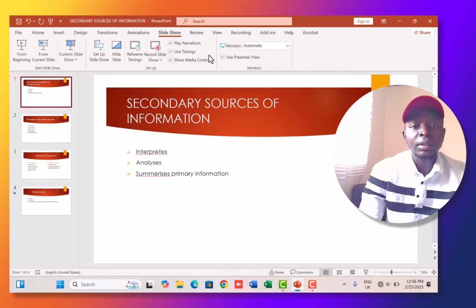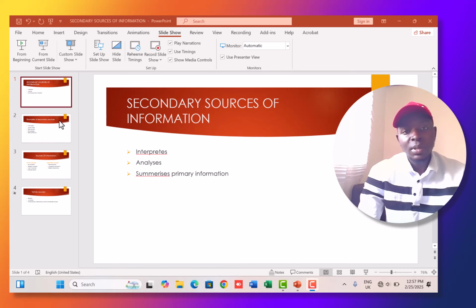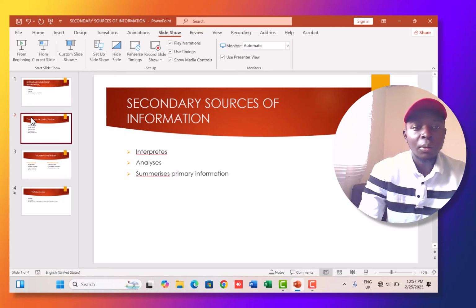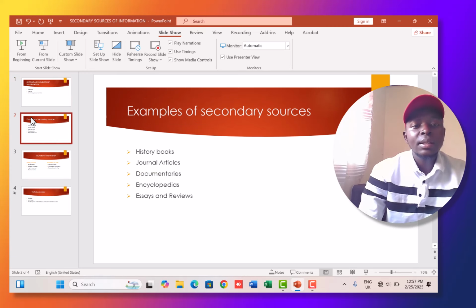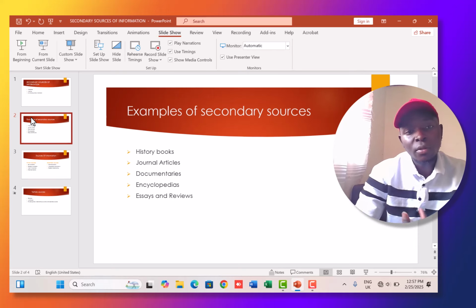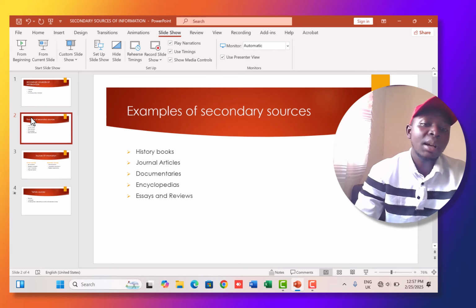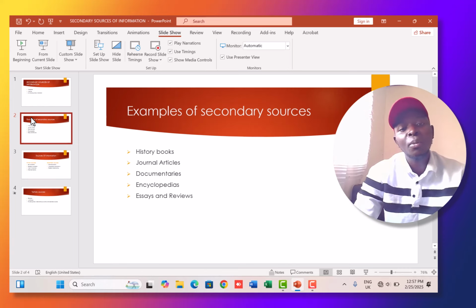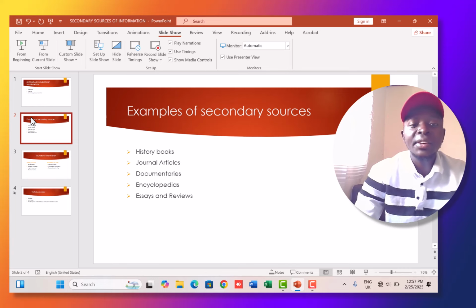Then, what are the examples of secondary sources? Let's check. We have a few examples of information. For example, we have history books, journal articles, documentaries, encyclopedias, then essays and reviews.